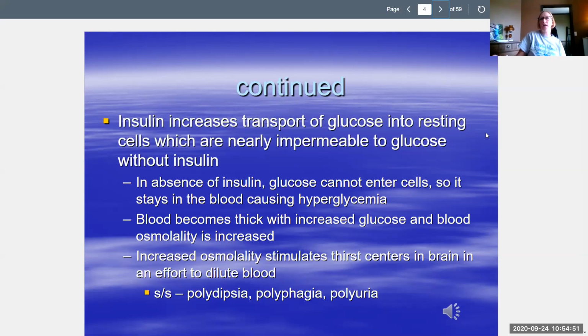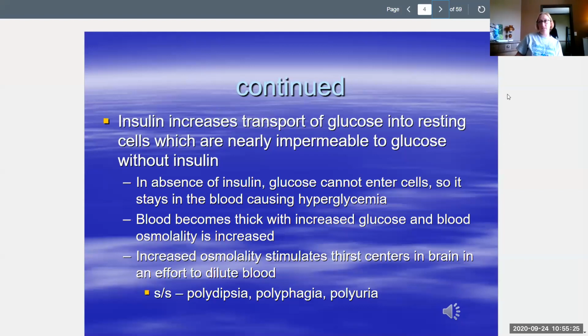So when you think of the difference between your type 1 and your type 2, which type doesn't make any insulin? Type 1. Yeah, your type 1. So if your type 1 diabetics aren't making insulin, then they have that cycle of not being able to get the glucose into the cells, and then those cells are burning fat and breaking it down into ketones, causing that acidosis.